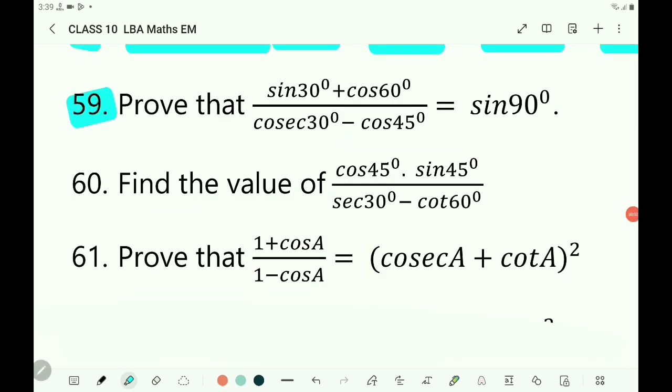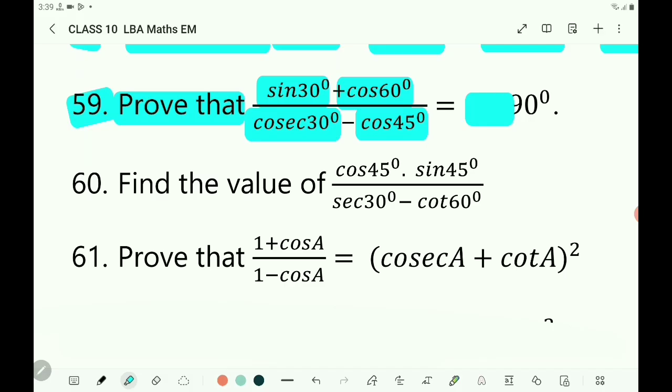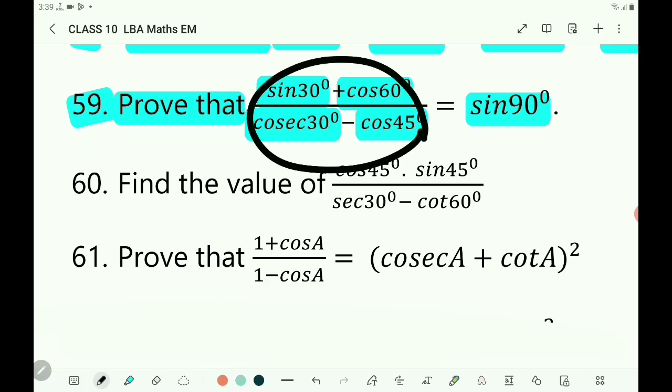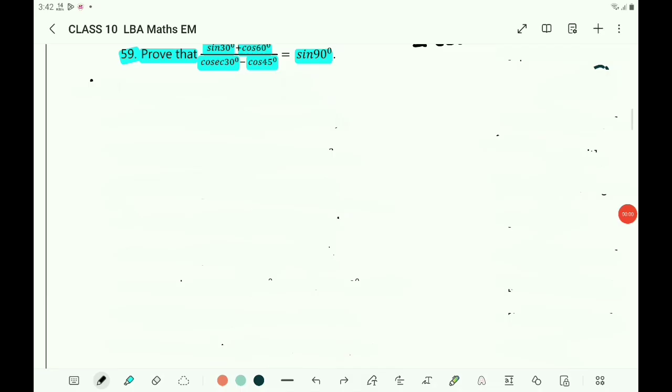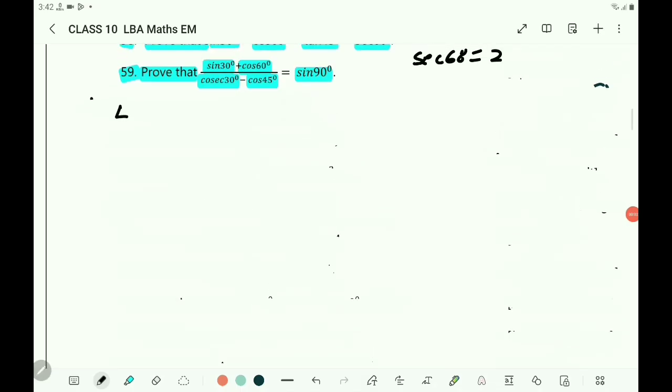Then question number 59. Prove that sin 30 degree plus cos 60 degree by cosec 30 degree minus tan 45 degree is equals to sin 90. What is the value of sin 90? Sin 90 is 1. So you must prove that this is equals to 1. So let us prove it. Take LHS. LHS equals sin 30 degree plus cos 60 degree by cosec 30 degree.